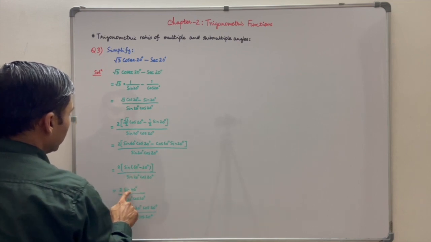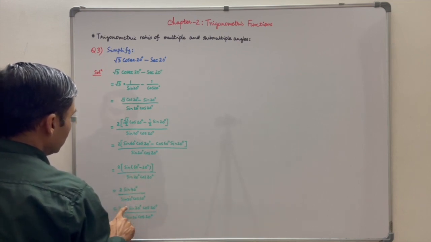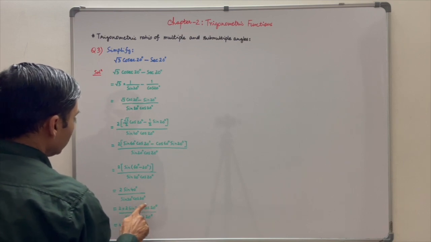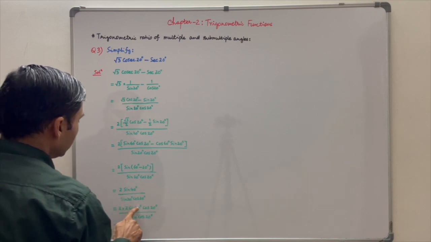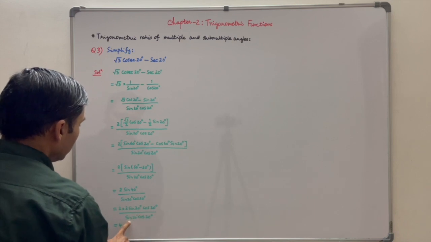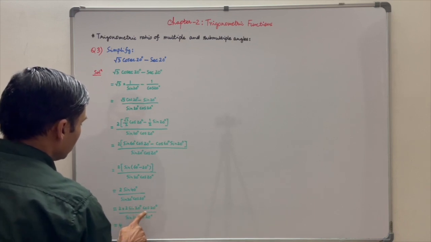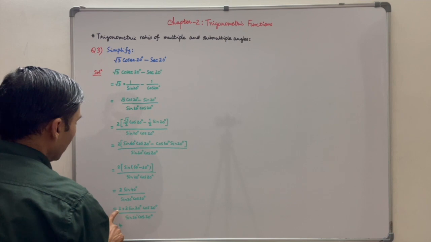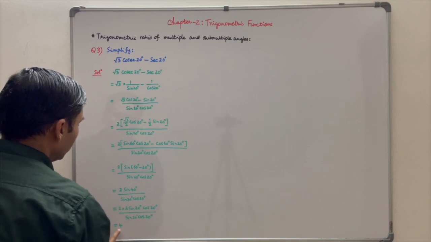and that is equal to sin 40 degree. Sin 40 can be written as 2 sin 20 cos 20, as sin 2 theta is equal to 2 sin theta cos theta. Now sin 20 cos 20 and sin 20 cos 20 get cancelled. So answer will be 2 into 2, that is 4.